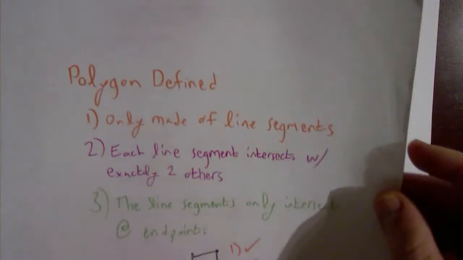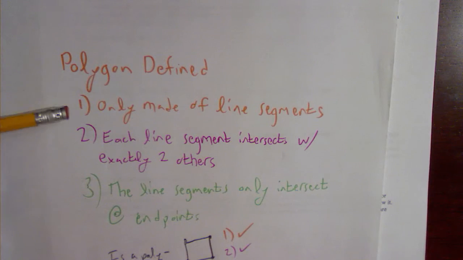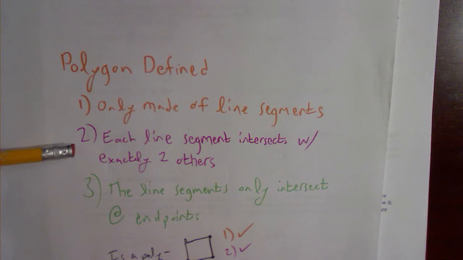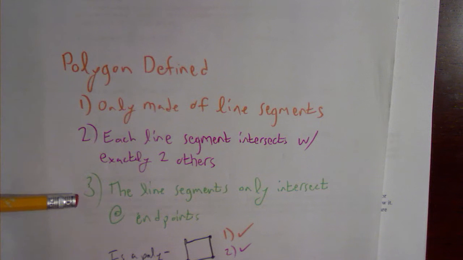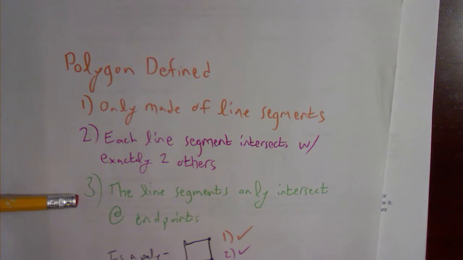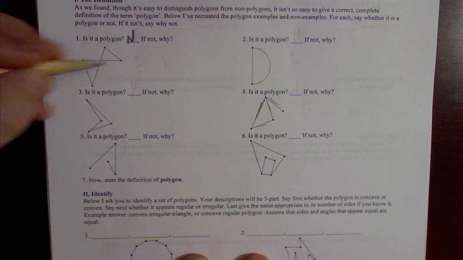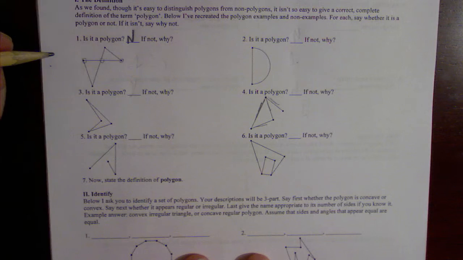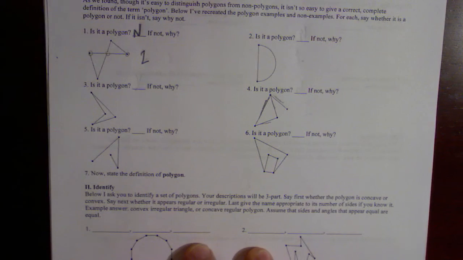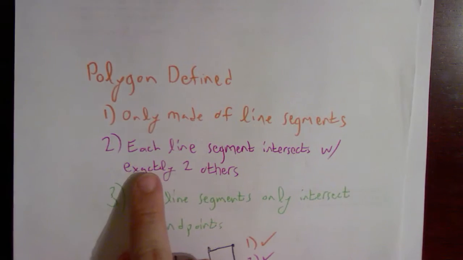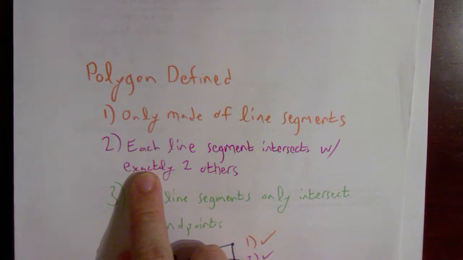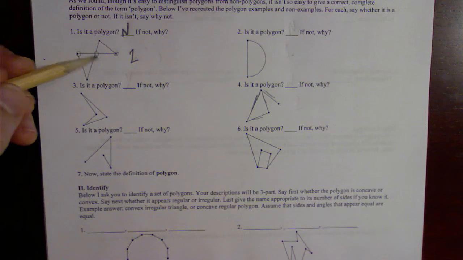and if we look at our definition of a polygon, it says that polygons have to only be made up of line segments, that each line segment intersects with exactly 2 others, and that the line segments only intersect at endpoints. Well, for these line segments over here, this one and this one, it intersects with 1, 2, 3 points. So it does not follow number 2. It should only be intersecting exactly 2 lines, and this time it's intersecting 1, 2, 3.